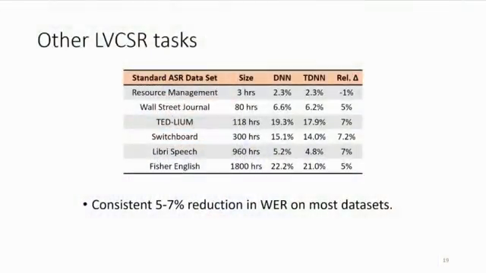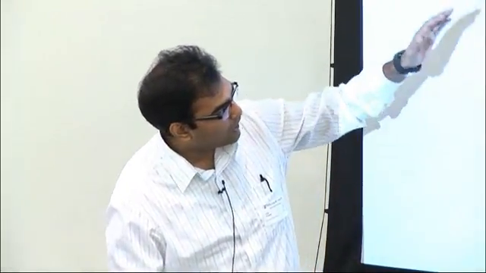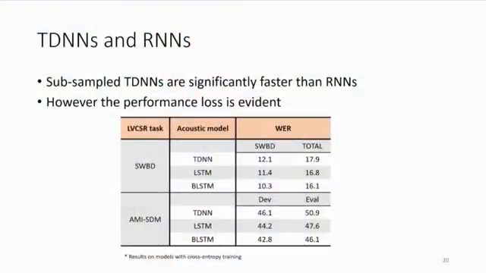Once we did see that we were getting improvements because of the TDNN models, we started testing them on LVCSR tasks of different data sizes. And we found that across all these tasks, which have data ranging from 3 to 1800 hours, we do get a 5 to 7% relative reduction in word error rate. There was just some discrepancy in the resource management task, but we didn't do a lot of tuning on that. These gains were consistent, and because of this, we started using the TDNNs as the standard DNN recipe in the Kaldi toolkit.